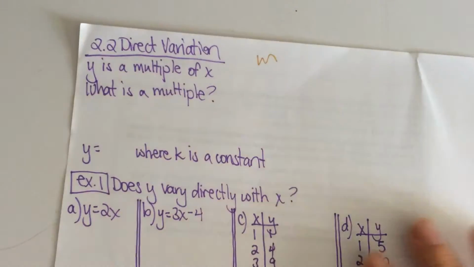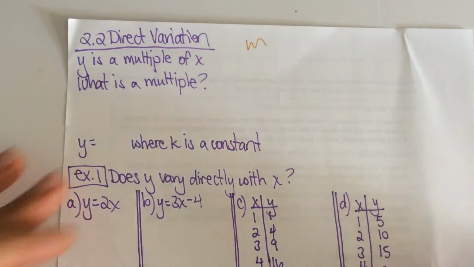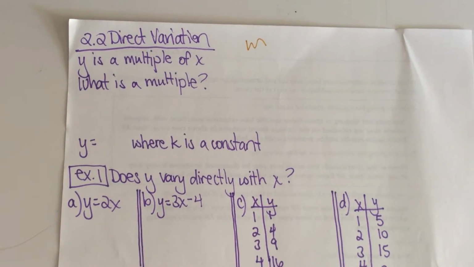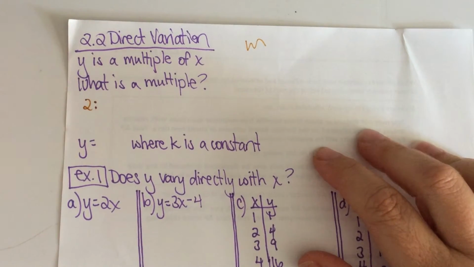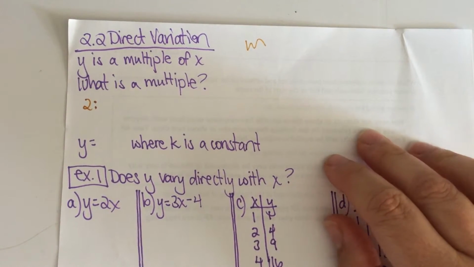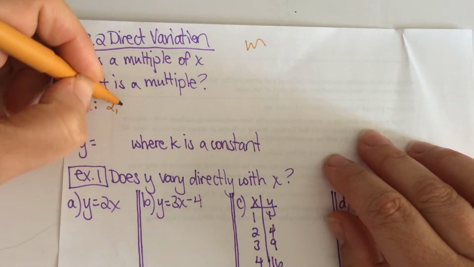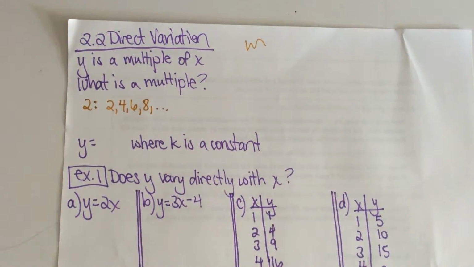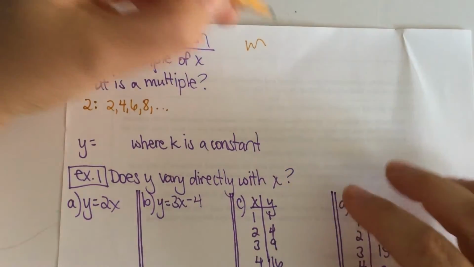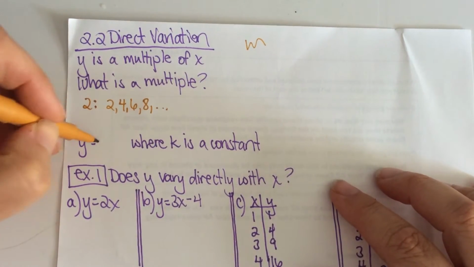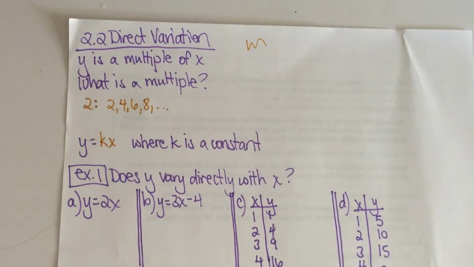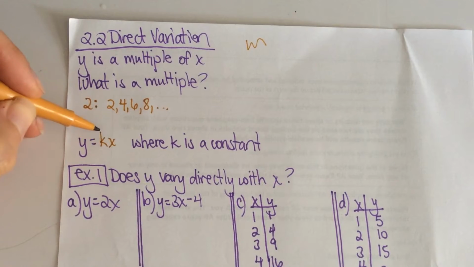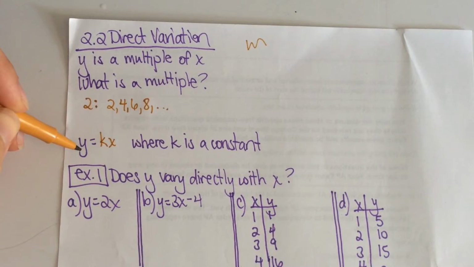Okay, back to this. All right, so y is a multiple of x when we're talking about direct variation. So what the heck is a multiple? Multiples of 2 are 2 being multiplied by a number. So 2 times 1, 2 times 2, 2 times 3, 2 times 4, and so on. All this is saying is if I take x and multiply it by a number, I get y. So what that looks like is this. If I take x and multiply it by a number, I get y.